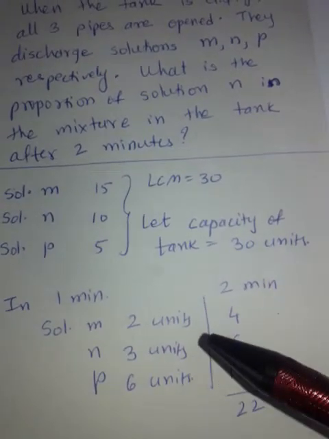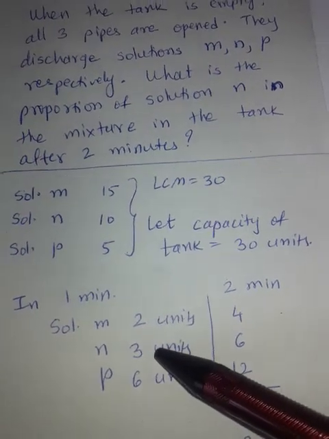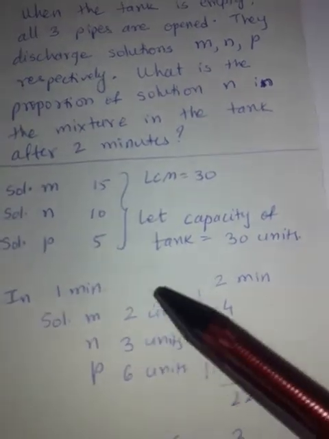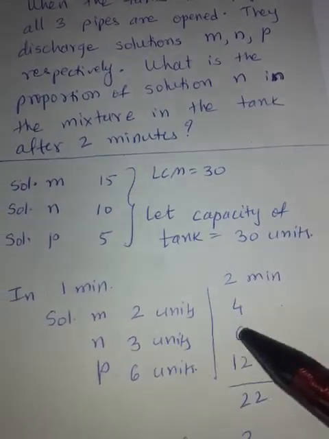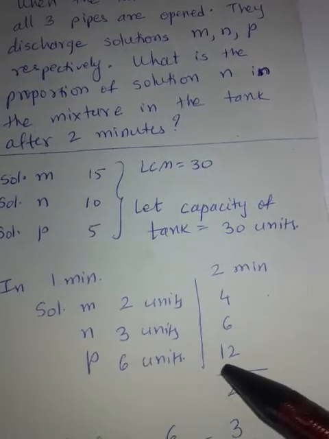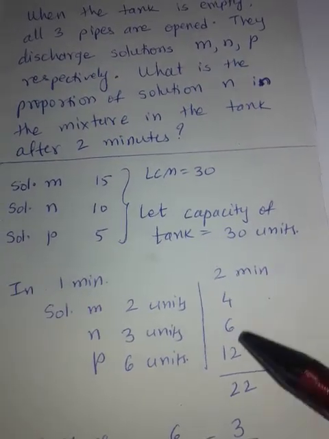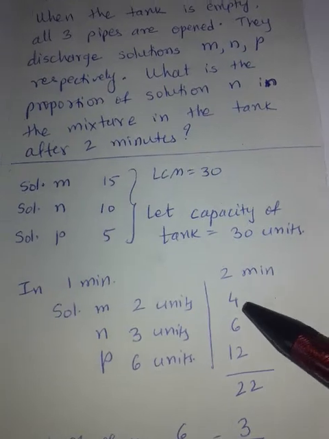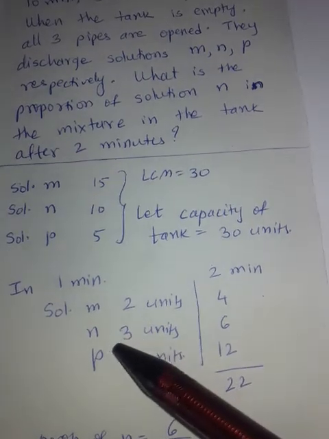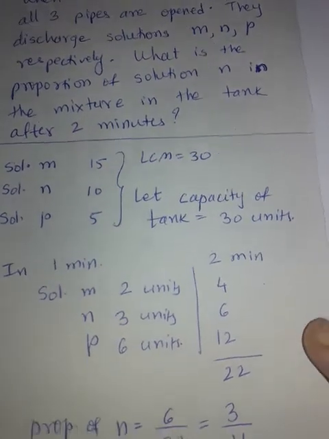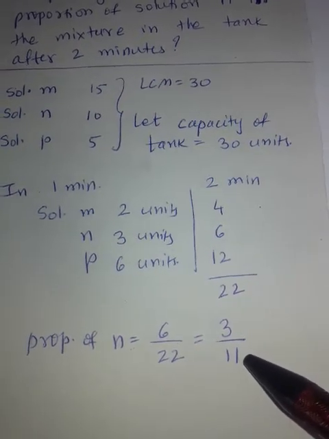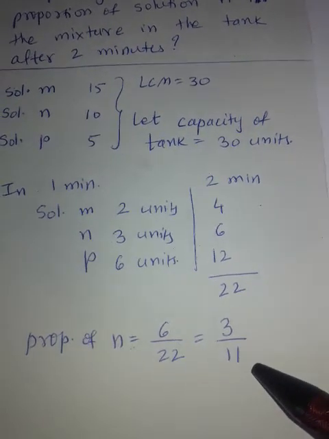The question is about the proportion of N in the total solution after 2 minutes. So in 1 minute, these many units are discharged. In 2 minutes, their double will be discharged. So M will be 4 units, N will be 6 units and P will be 12 units. So how much total mixture will be there in 2 minutes? 4 plus 6 plus 12, that is 22 units. And N is going to be 6 units. So what is the proportion of N? 6 upon 22, that is 3 upon 11. So your answer is 3 upon 11.